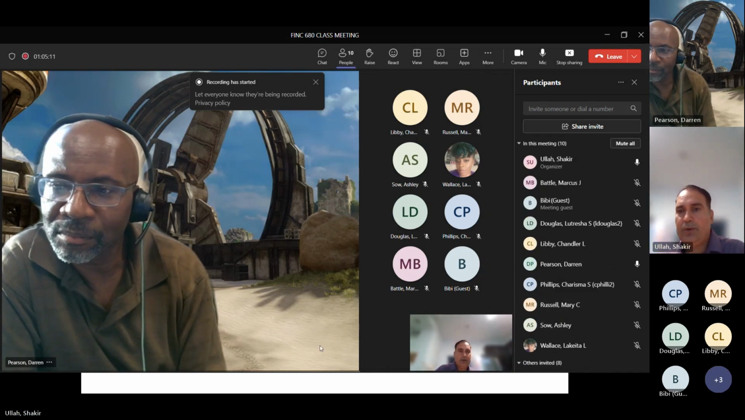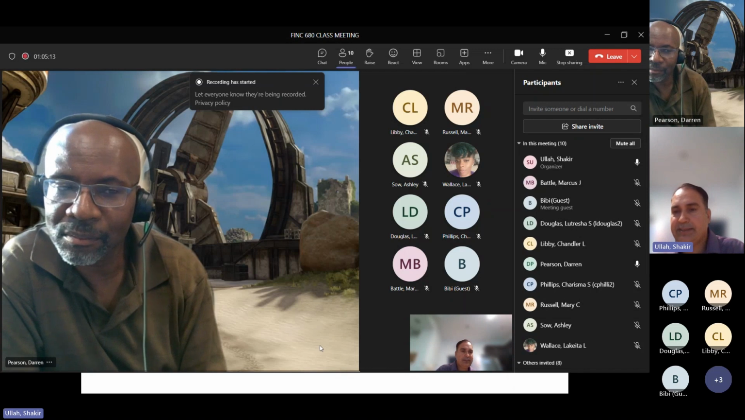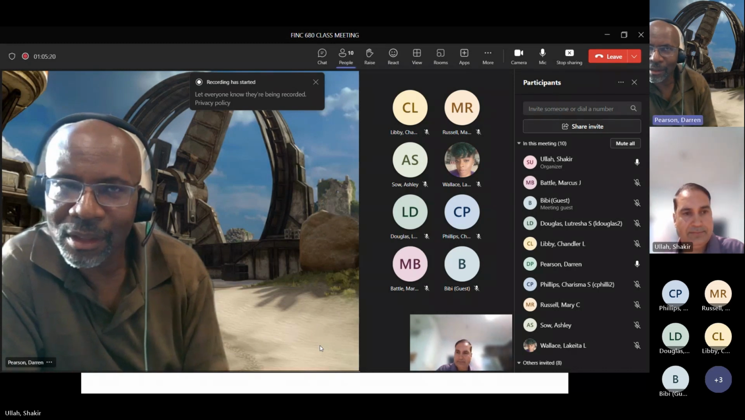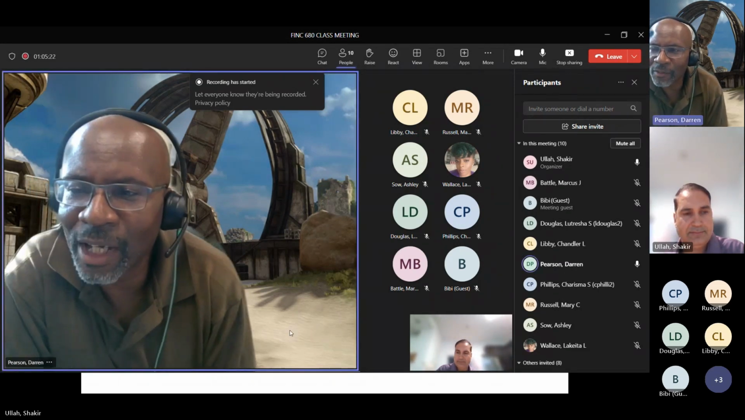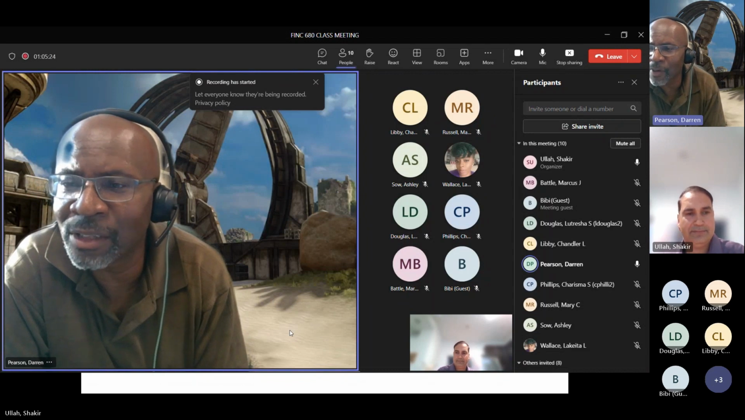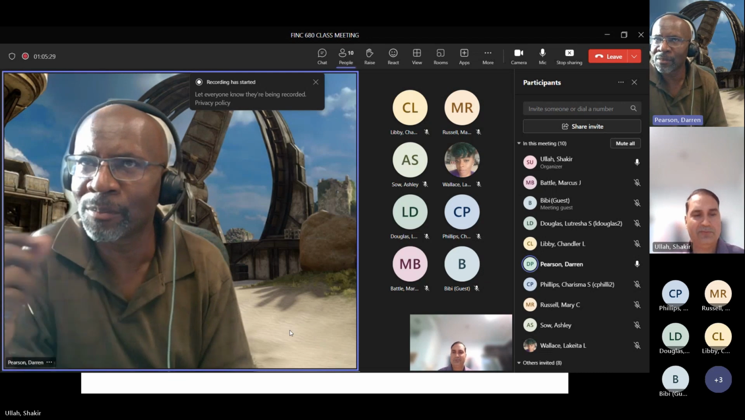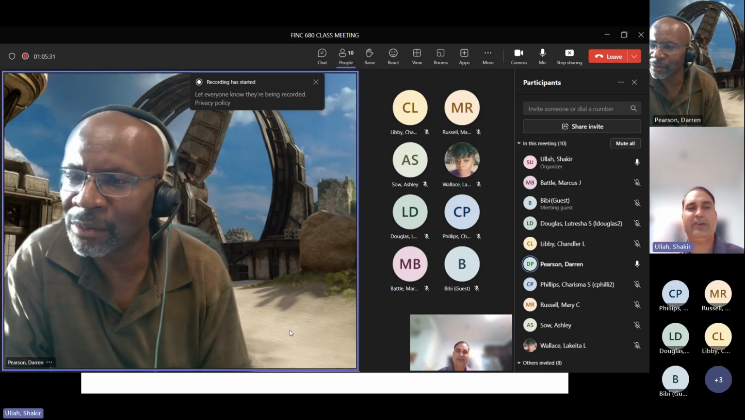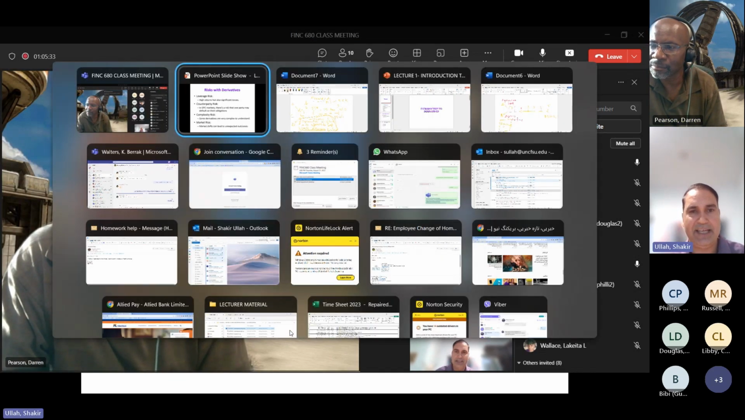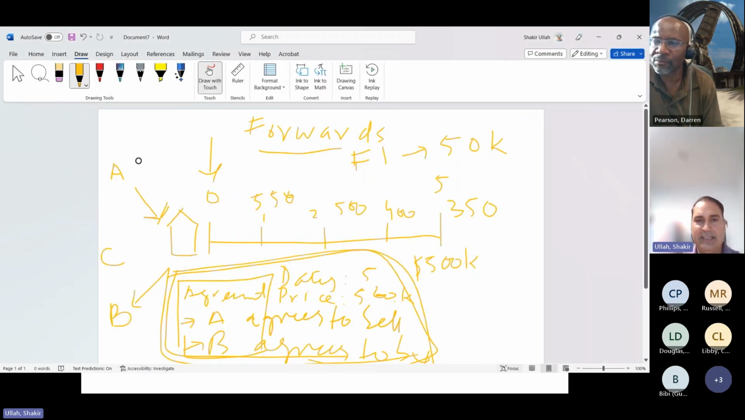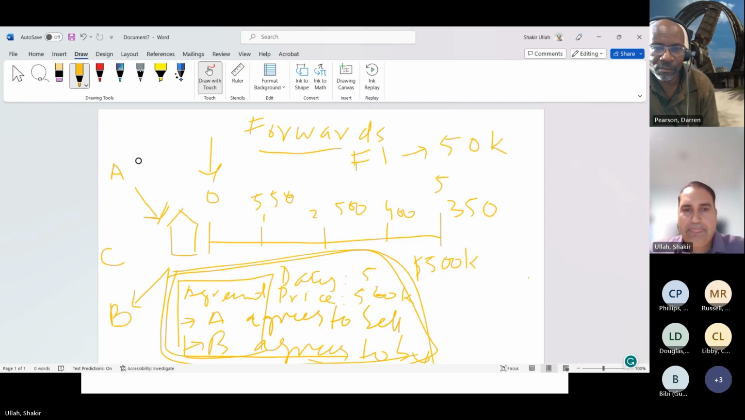Okay. What is counterparty risk? Does it mean that one of the parties defaulted or did not want to honor the contract? Correct. Fantastic. That's the exact thing. So let's go to this example. Can you see my Word file that I drew on? Yes. So let's come back to the same example.